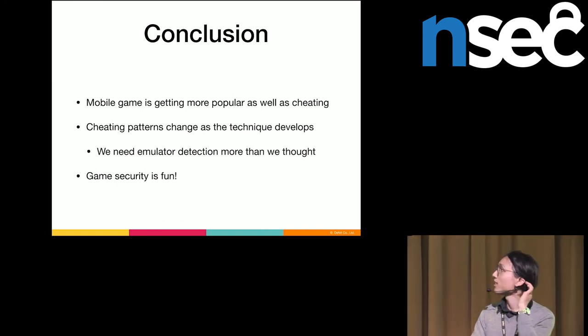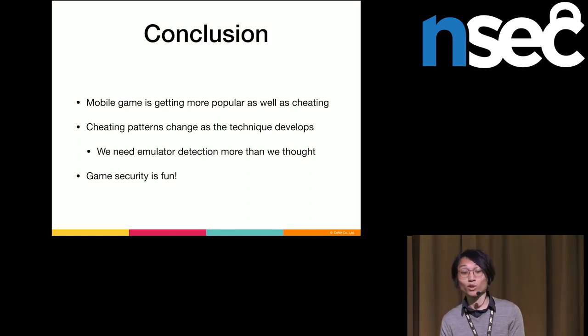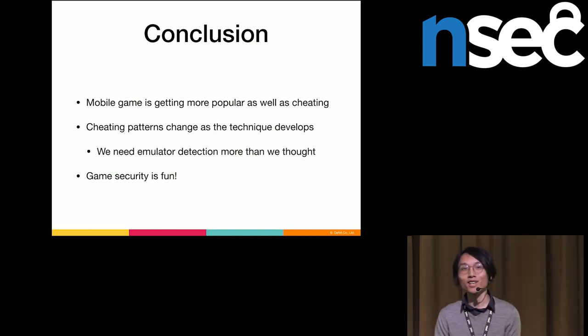Finally, this is the conclusion for today. Mobile games are getting more and more popular, as well as cheating developing. And cheating patterns change as technology develops. So I am expecting the cheating patterns will become more popular on Android, and there will be more people using hooking skills on emulators instead of only merely touch simulation, the primitive method.